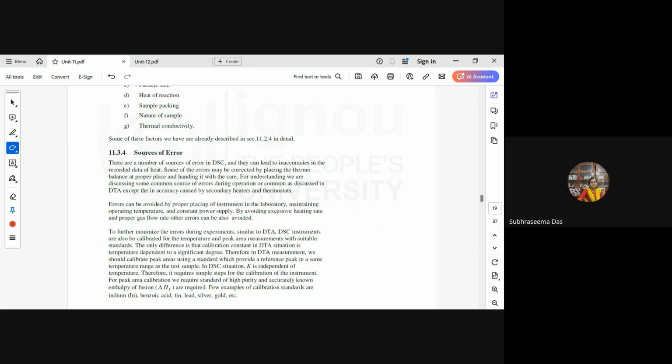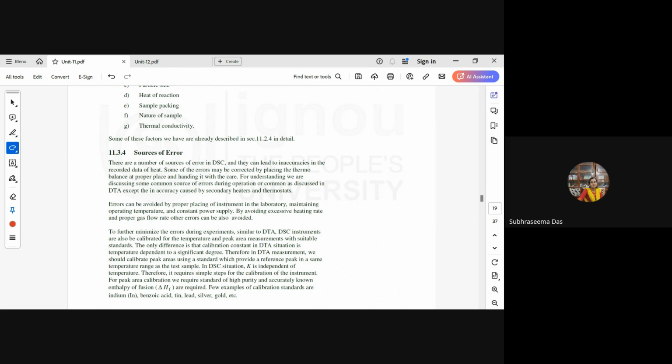Now, there are a number of sources of errors in DSC that can arise during a measurement, and thus can lead to inaccuracies in our recorded data. Some of these errors may be corrected in the lab by proper handling of the instrument, and other errors are quite common during operation. However, the errors that arise due to the use of the secondary heaters and thermostats are manufacturing defects, and those have to be corrected by the manufacturer.